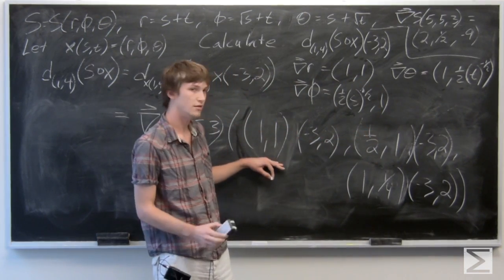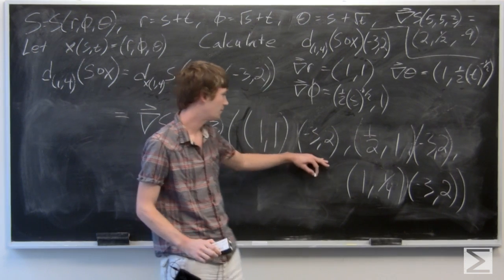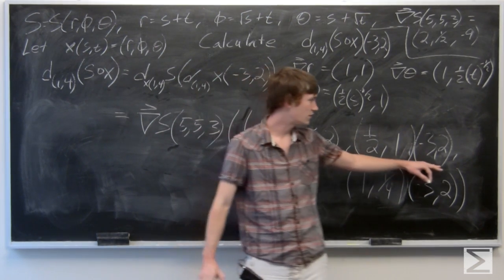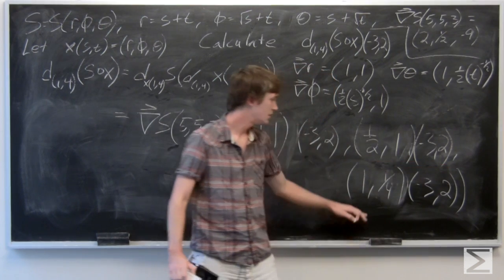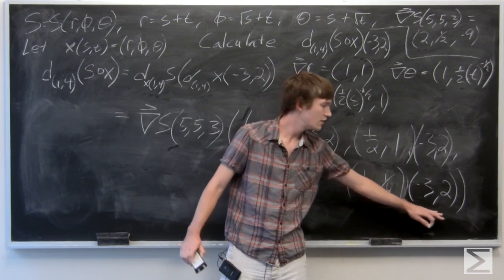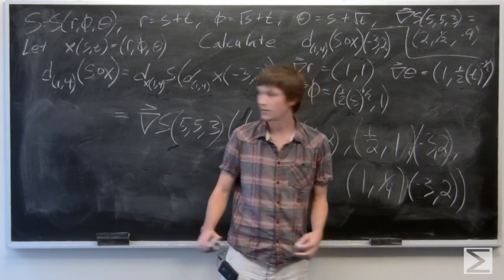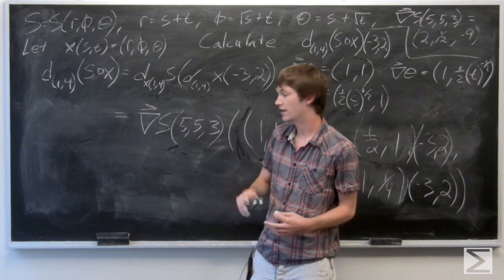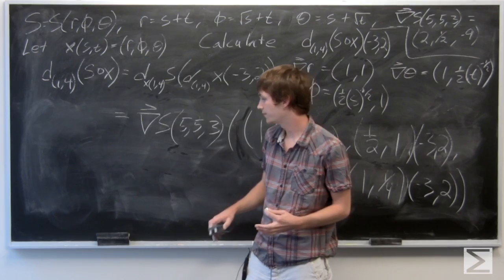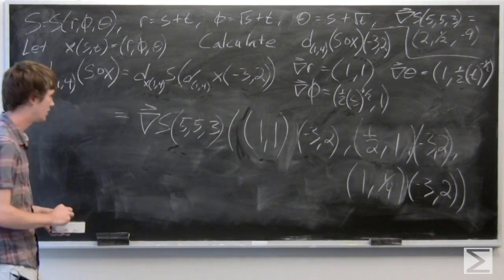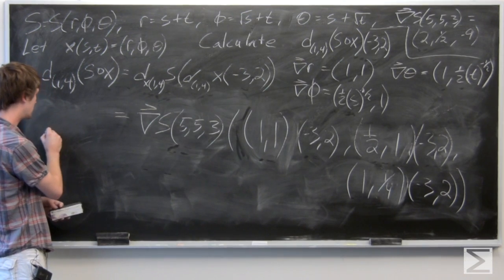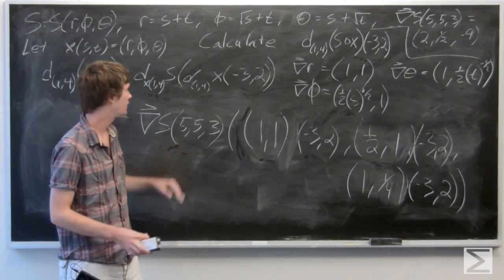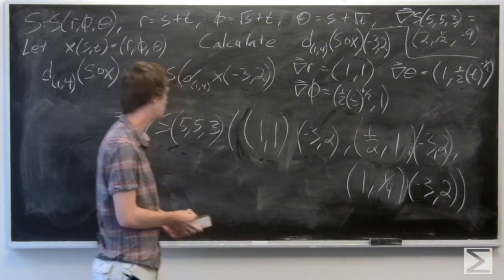And we see that we get the following: 1, 1 dotted with the vector negative 3, 2, 1 half, 1 dotted with the vector negative 3, 2, and 1, 1 fourth dotted with the vector negative 3, 2. And that's all dotted with the gradient vector of s at the point 5, 5, 3. So we'll rewrite this a little bit so it's a little nicer. The gradient vector of s at the point 5, 5, 3 is given, so we can plug that in as well.